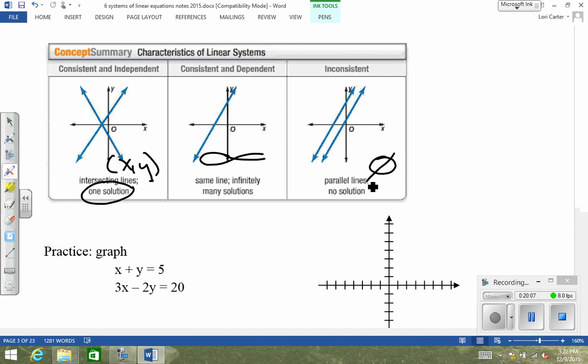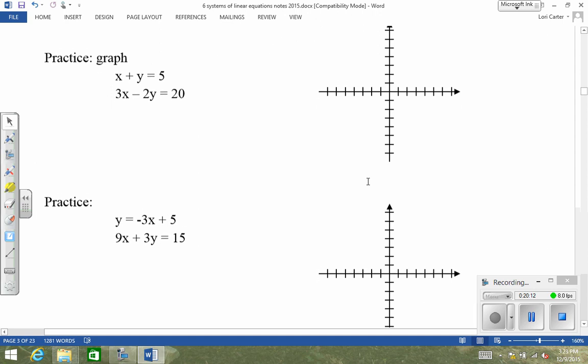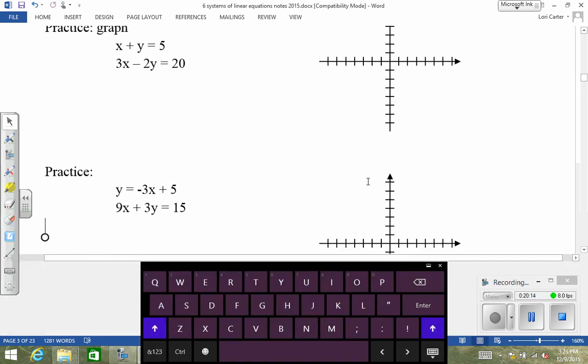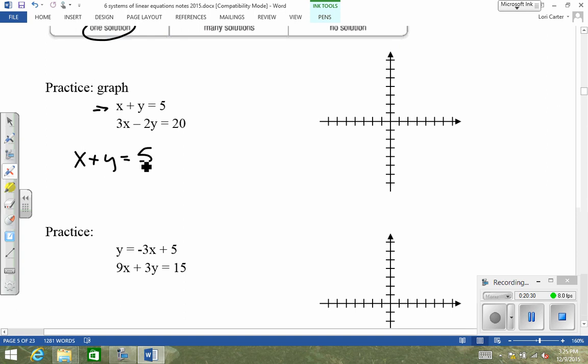Now you have two graphs. They are either 1 point, no solution, or infinite solutions. Figure out which ones they are and answer the question. Up here, this one here, what did you do first? X plus y equals 5. What did you solve for? How did you solve for it? Subtract x. So it's negative x plus 5.